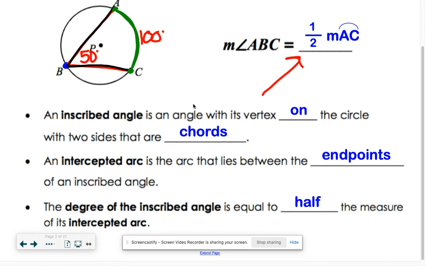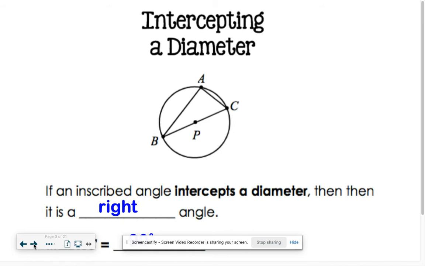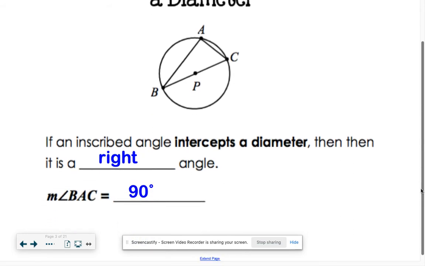All right. A few other things to talk about here. Intersecting a diameter. If an inscribed angle intercepts a diameter, then it is a right angle. Let's break it down. Here's our diameter, right? It's a chord that goes through the center. And we have an inscribed angle BAC here. You see how our endpoints are the endpoints of that diameter? Well, then we would know that angle BAC is 90.